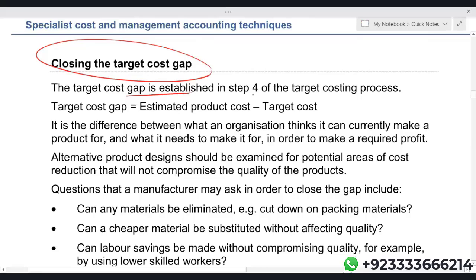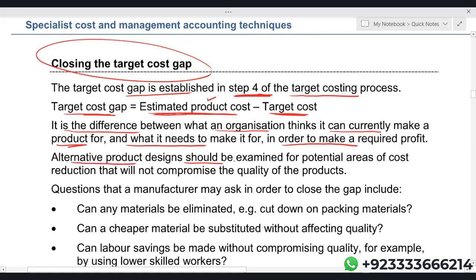The target cost gap is established in step four. Students, don't forget these steps, because you might have a multiple choice question even on steps. Step four of the target costing process: target cost gap is equal to estimated product cost minus target cost. It is the difference between what an organization thinks it can currently make a product for, the estimated product cost, and what it needs to make it for, the target cost, in order to make a required profit.